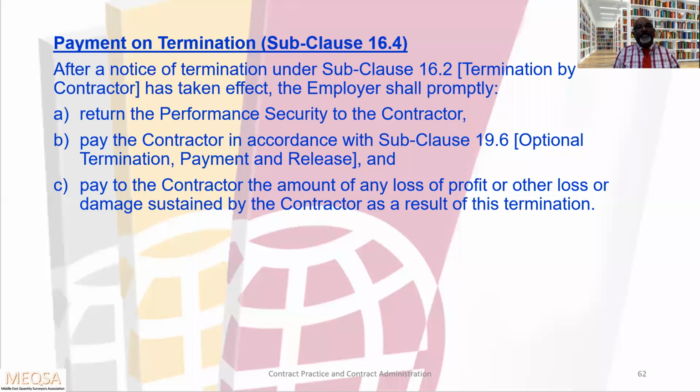Payment on termination, subclause 16.4. After notice of termination under subclause 16.2, termination by contractor, has taken effect, the employer shall promptly return the performance security to the contractor, pay the contractor in accordance with subclause 19.6, and pay the contractor the amount of any loss of profit or other loss or damage sustained by the contractor as a result of this termination. So this is the payment on termination.